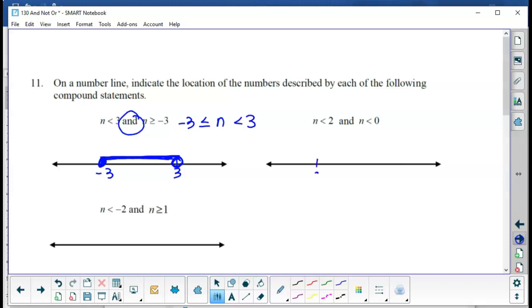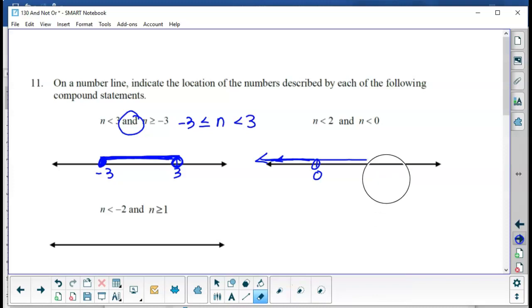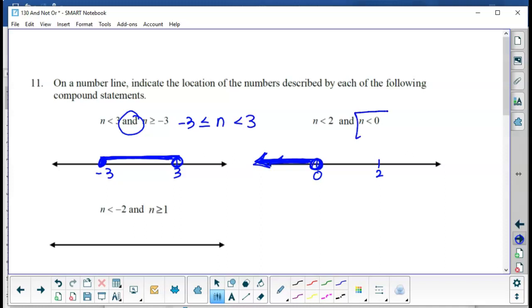Okay, so now 0 and 2, n has to be less than 2 and less than 0. So where do they overlap? Here. So actually, keep that 2, but I don't even need to graph any of that. This represents the numbers that satisfy. Okay, open circle there. Okay, so this wins out, basically.